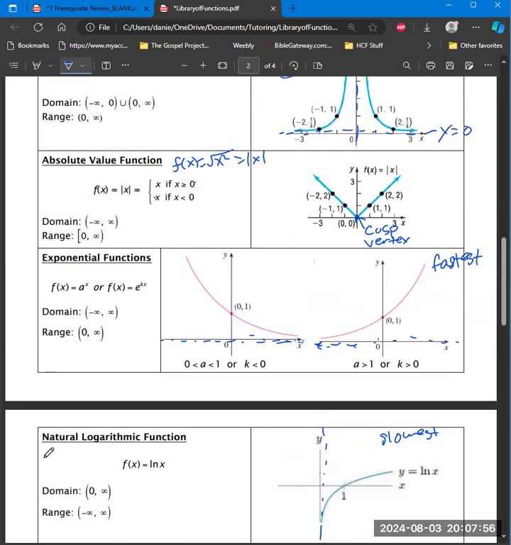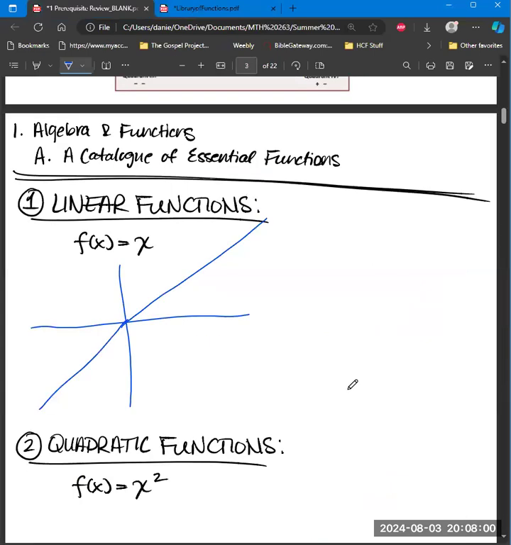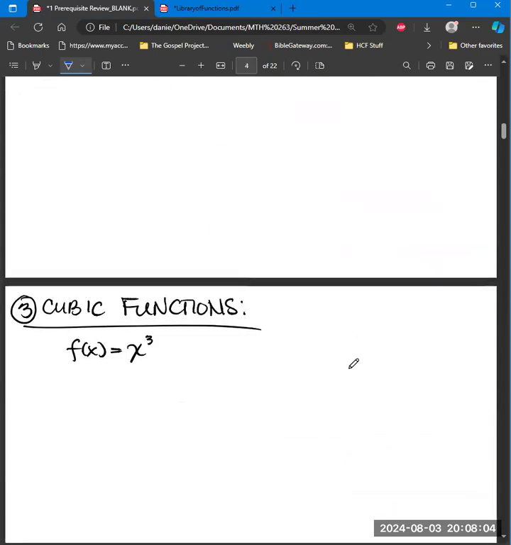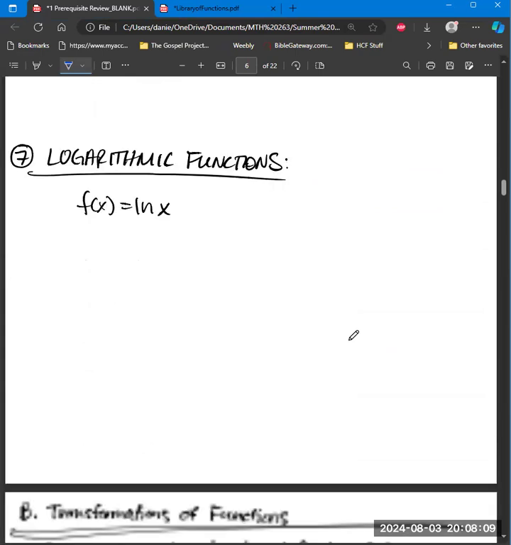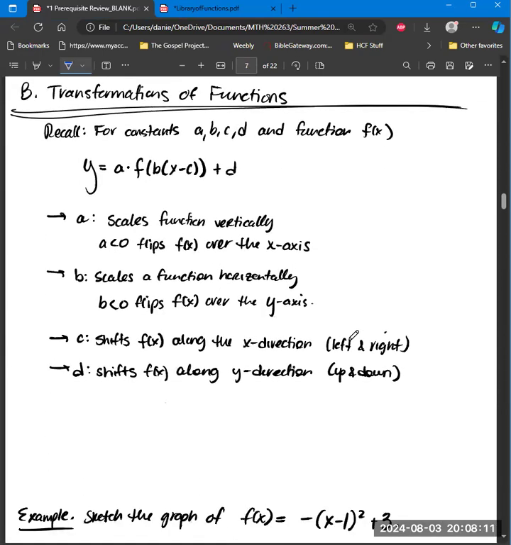And we'll come back to these trig functions here in just a minute, but I've actually just used that to talk about all of these types of functions and a couple more that are important to us. So let's go ahead and look at transformations of functions.